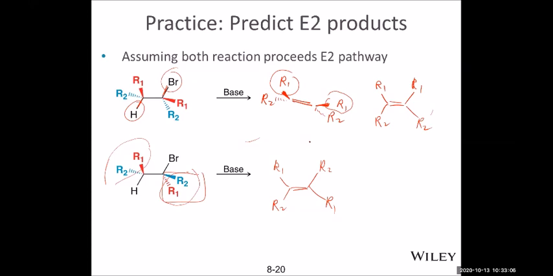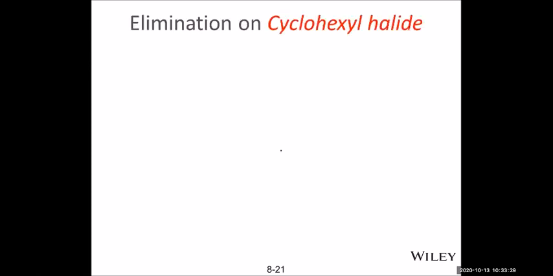By the way, with this particular topic, when we predict elimination with a single beta hydrogen, we will not get cis and trans, because the beta carbon has only one hydrogen, which means you have at least two more carbons. You won't have a cis and trans. You have either E or Z. So, predicting elimination product.